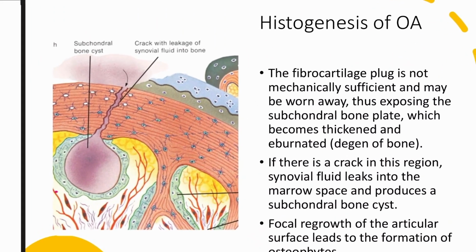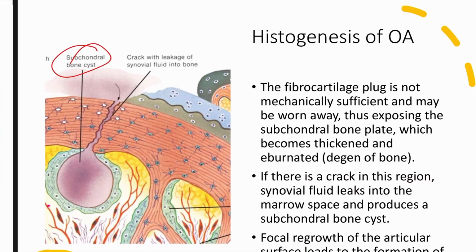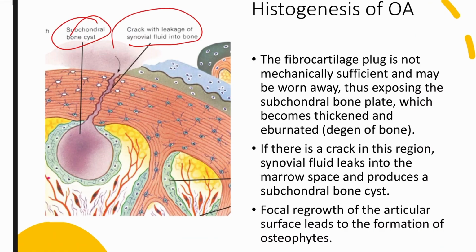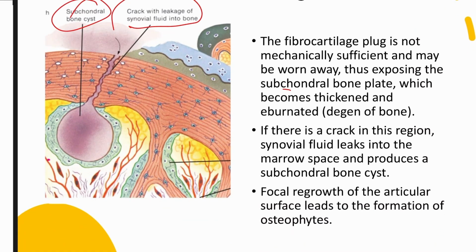So final thing, here's our subchondral bone cyst forming. And again, crack with leakage of synovial fluid into the bone, causing further problems. So that fibrocartilage plug is not mechanically sufficient, may be worn away, exposing that subchondral bone plate, which can become thickened and eburnated, which is degeneration of the bone. If there's a crack, which is what we have here, synovial fluid gets into that space and causes a subchondral bone cyst.